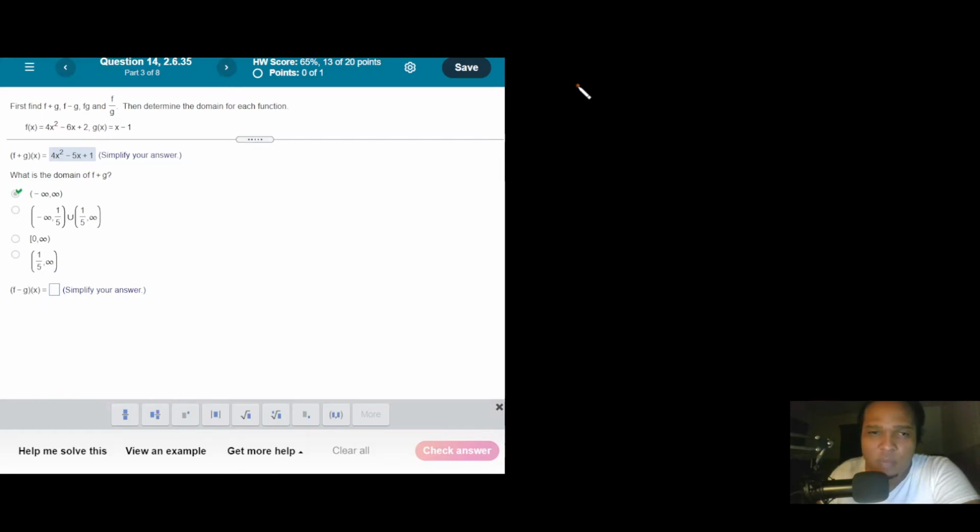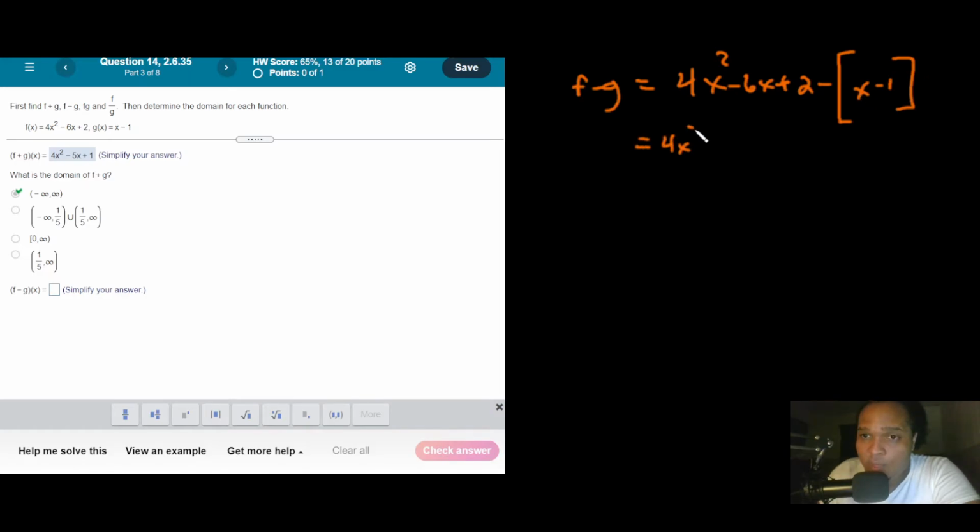So f minus g. All right, so you know we're going to keep the f right here. 4x squared minus 6x plus 2, right? Now for the g, remember, put a minus, and you're going to subtract everything in there. So the g of x function is x minus 1. Let's rewrite it. And let's distribute that negative 1. So that'd be negative x plus 2. Combine your like terms, we get 4x squared minus 7x, and then plus 4. And that's it.